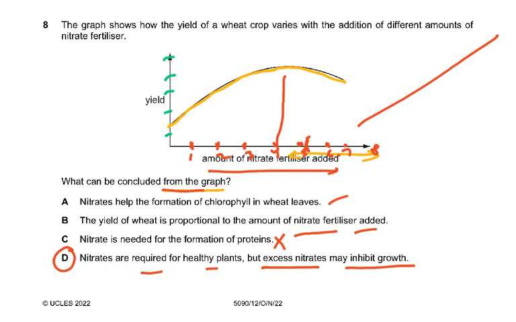So when you say what can be concluded from the graph, then say to yourself, does the graph tell me this? Does the graph say this? Does the graph tell me this?